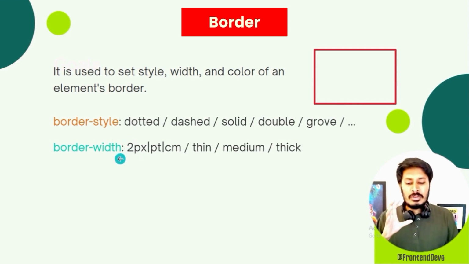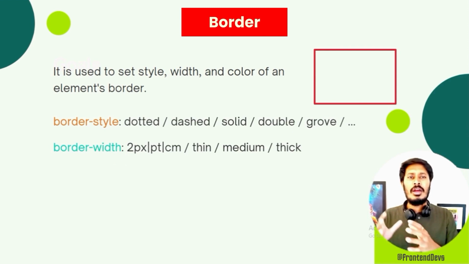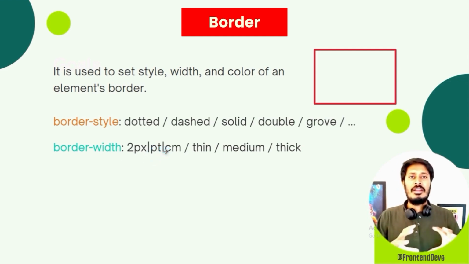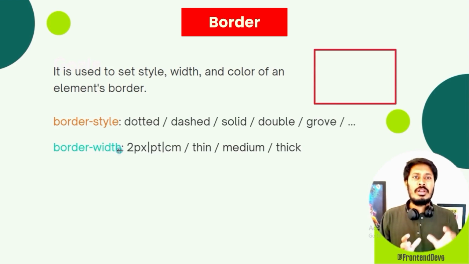We already discussed what a pixel is, right? We can go with 1 pixel, 2 pixels, or any value as per our requirement. We also have some other units like PT or centimeter. We will understand more about the units in an upcoming section. Border width is used to define the thickness of your border.